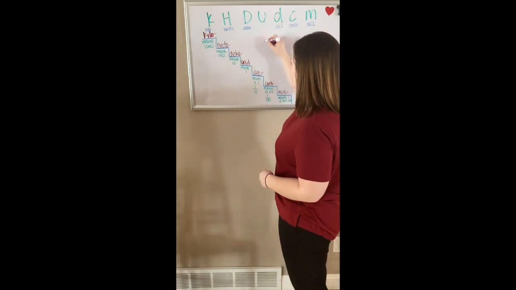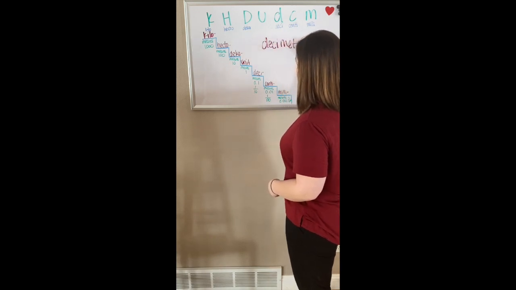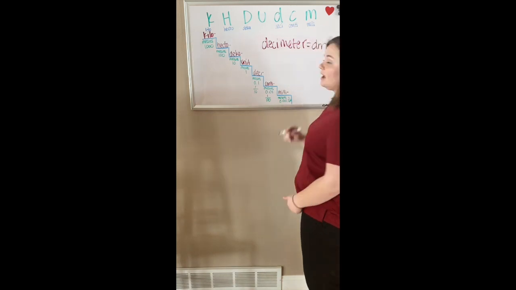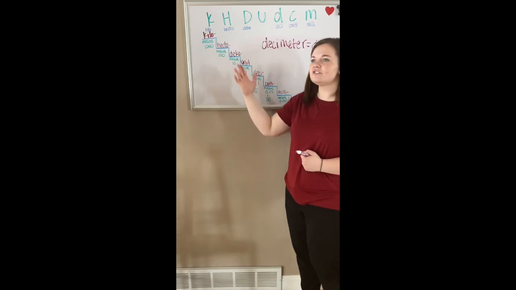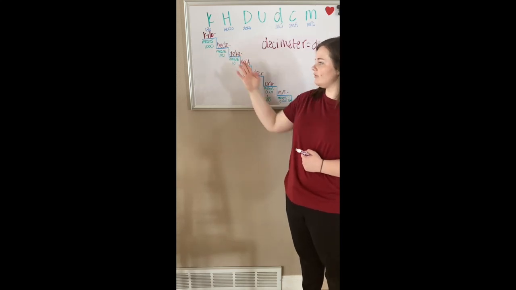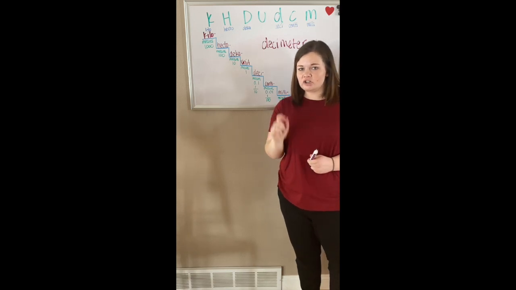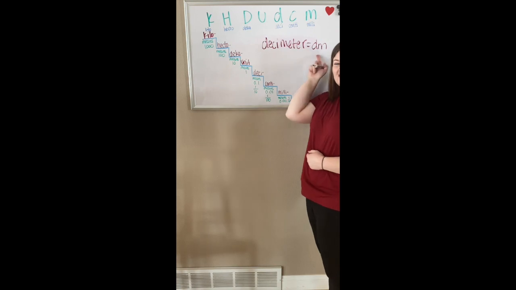So instead of writing out decimeter, okay, you will just see DM, and you'll have to know that that means decimeter. But you're saying, oh, Miss Johnson, there's two different ones that start with the letter D. What am I supposed to do? This is where it gets a little bit tricky, and you have to remember this. But decimeter is just a DM.